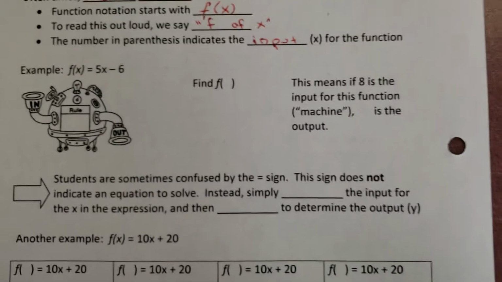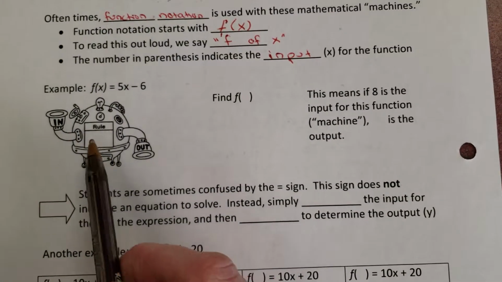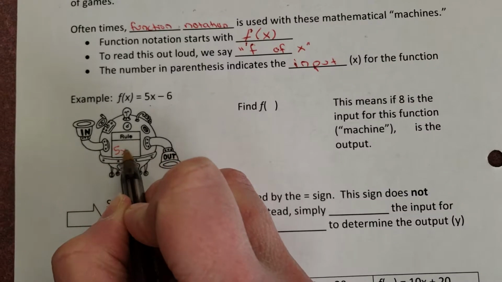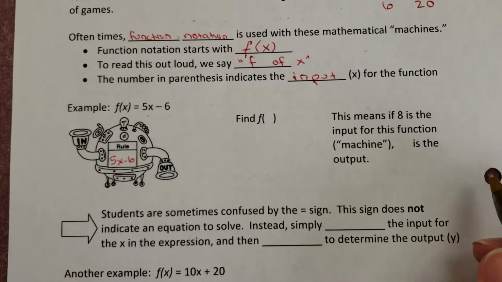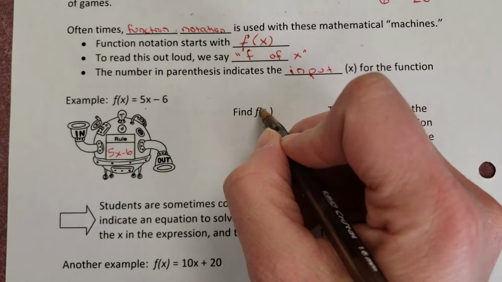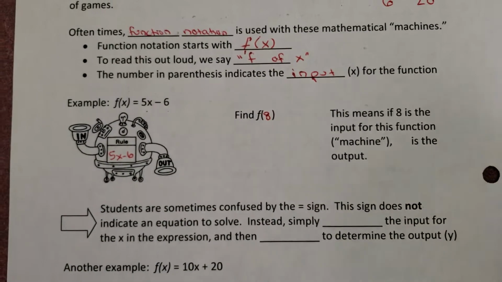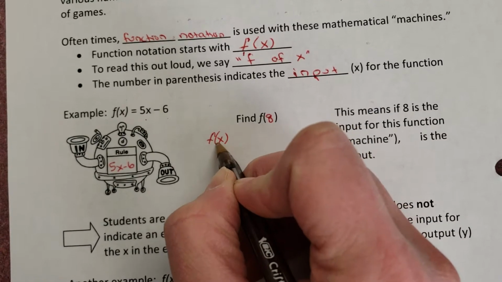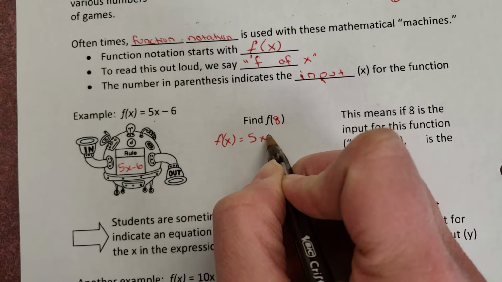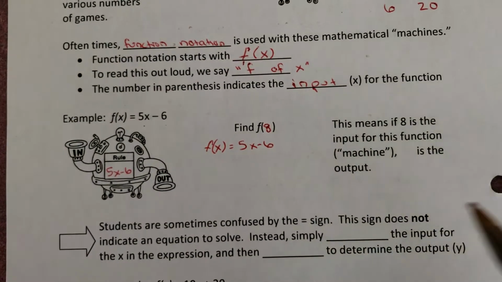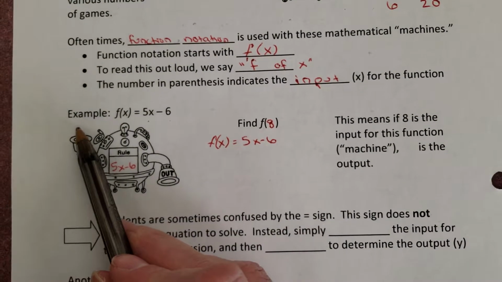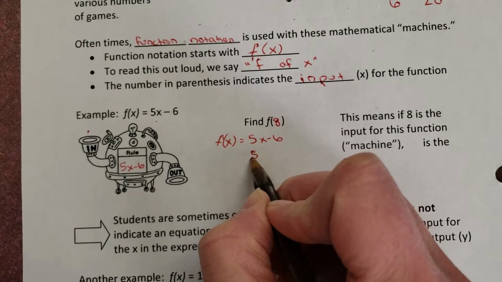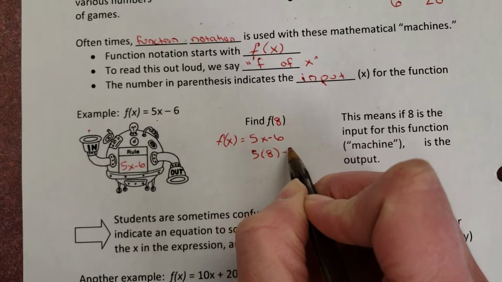Okay, so let's say we have this machine, and what this machine does is it multiplies numbers by 5 and then subtracts 6. 5x minus 6. And let's say now I want to find f of 8, right? So here's our original function, f of x equals 5x minus 6. I want to know what happens if I put 8 into this machine. 8 in, what comes out? Well, to show this mathematically, I would say 5 times 8 minus 6.